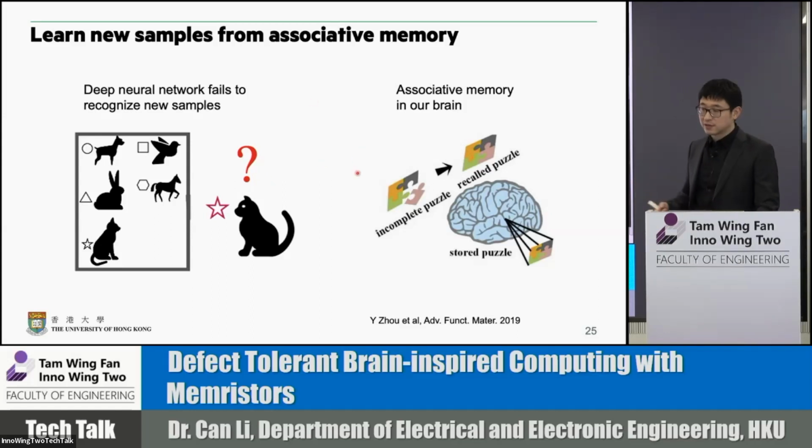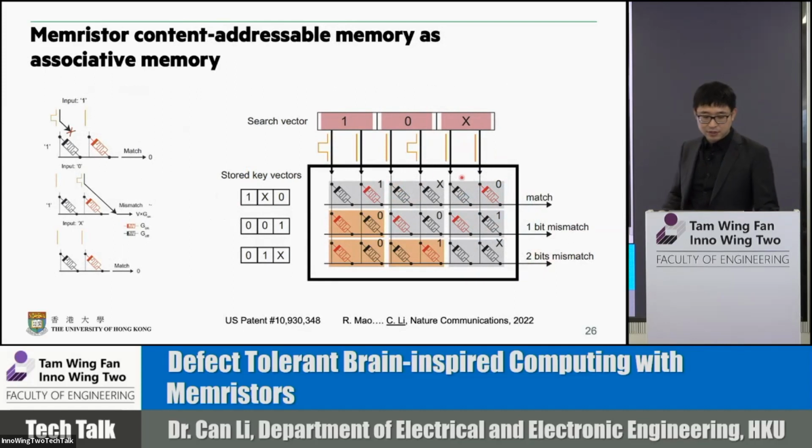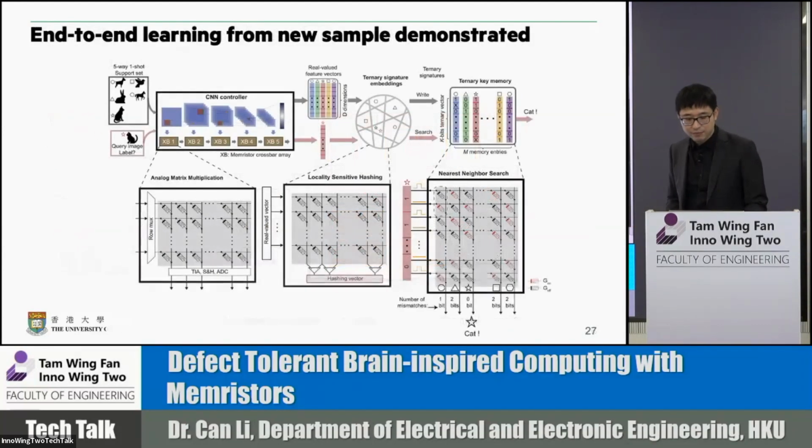So how do we do that? One thinking is that our human brain actually retrieves information in a different way than a digital computer, which is that it uses associative memory and uses a pattern to recall the complete pattern. Using this concept, we built a memristor-based content addressable memory, which is another name for associative memory, and then used this concept to demonstrate few-shot learning. And we demonstrated end-to-end learning as well.